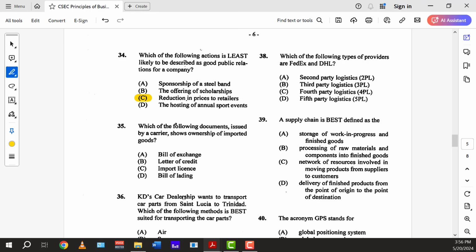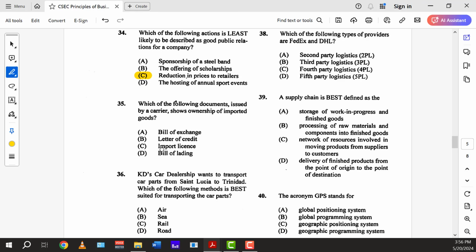Okay, which of the following documents issued by courier shows ownership of imported goods? Is it the bill of exchange, letter of credit, import license, or D, bill of lading? Best answer, D.